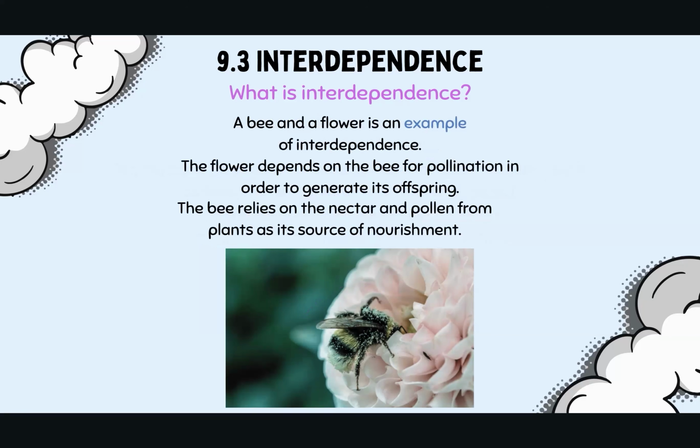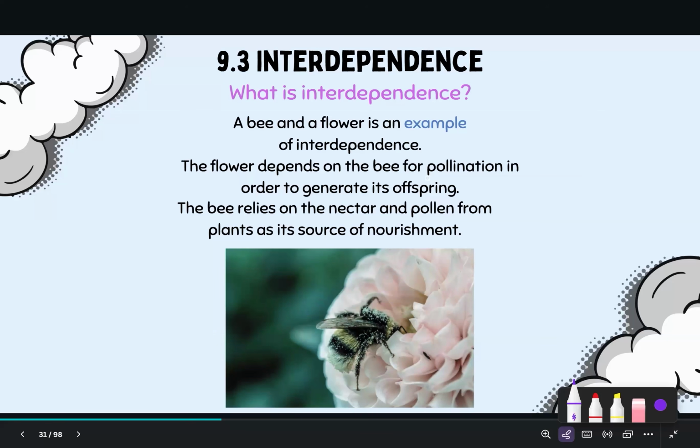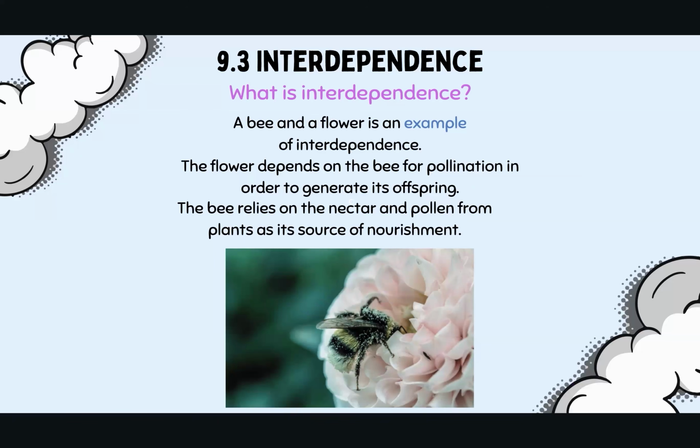In this example of the bee, the flower depends on the bee for pollination in order to generate its offspring, but bees rely on the nectar and the pollen as a source of nourishment. But this would have knock-on effects. If we had a lack of bees, that would reduce pollination, so we'd have less plant offspring. Fewer plants would mean less food for other insects, and it would also reduce the habitat for certain insects. So it all has a knock-on effect.